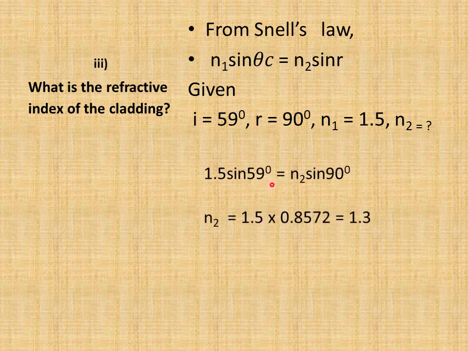If this is well substituted, we end up with 1.3, because sine 90 is 1 and sine 59 is 0.8572. So 1.5 times 0.8572 is equal to 1.3, giving us the refractive index of the cladding. 9b.